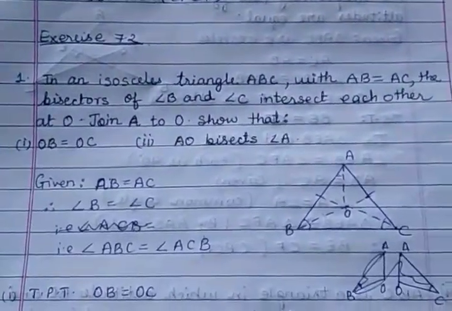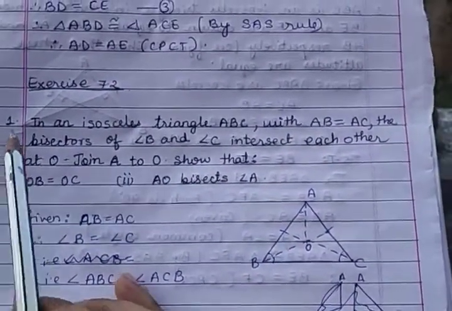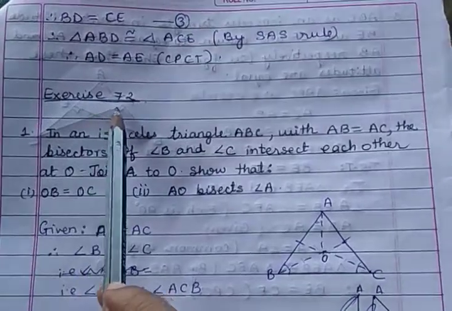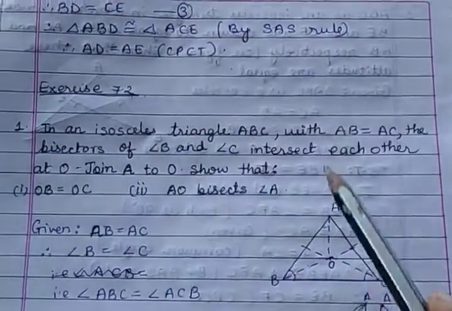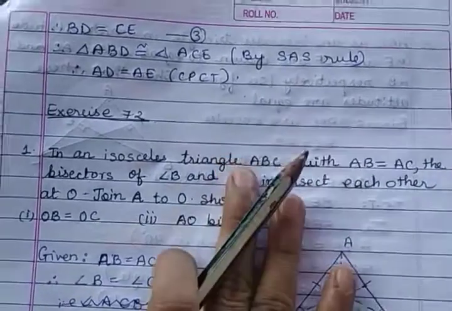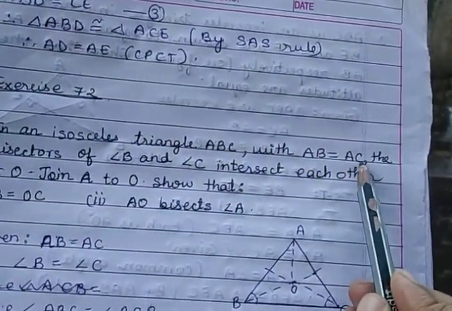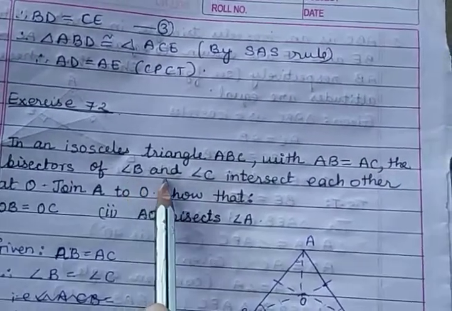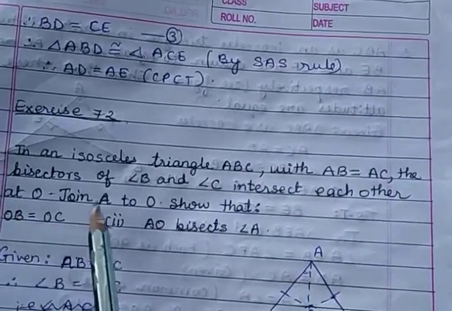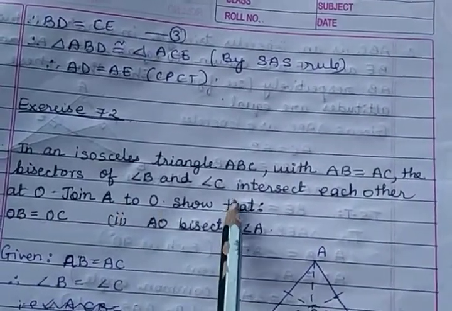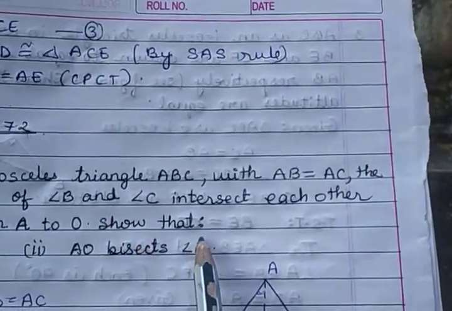Now let us solve some problems from the exercise. The problem that I am going to consider here is the first problem from the exercise. The first problem says, in an isosceles triangle ABC, you are not given the figure, you have to draw it, with AB equal to AC, the bisectors of angle B and angle C intersect each other at O. Join A to O. Show that OB is equal to OC and AO bisects angle A.